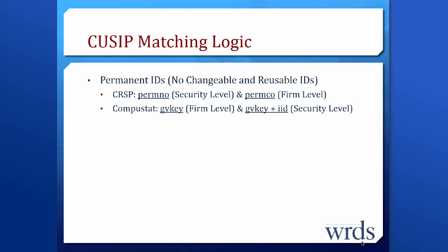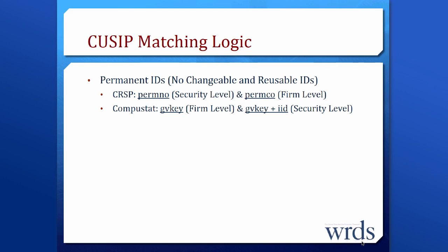And so this is the CUSIP matching logic. Before I talk about the CUSIP matching logic, we need to talk about permanent IDs from different databases. For example, CRSP uses something we call PERMNO for security level identifier. It is not only non-reusable, it's permanent. As long as the security is the security, the PERMNO never changes.